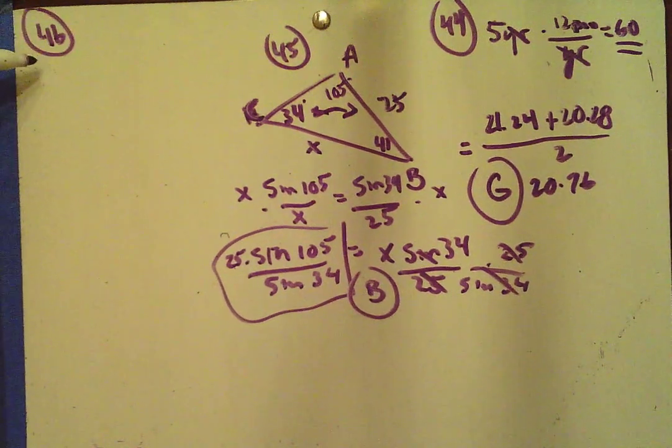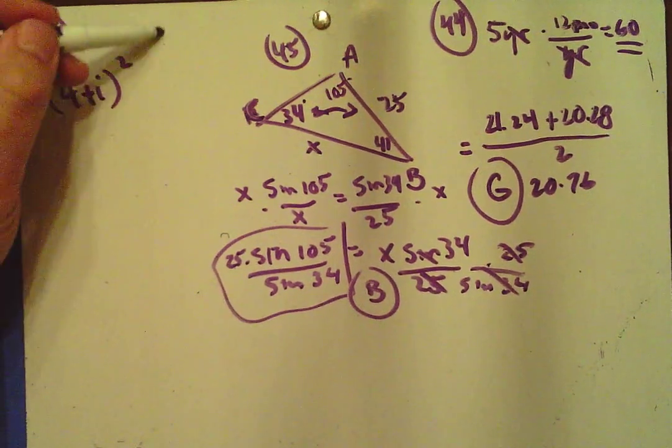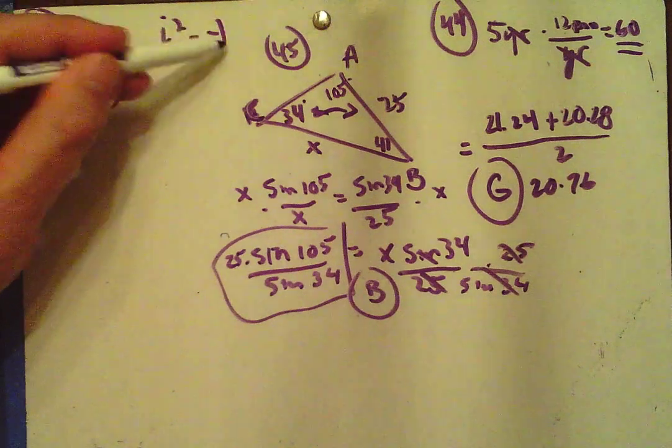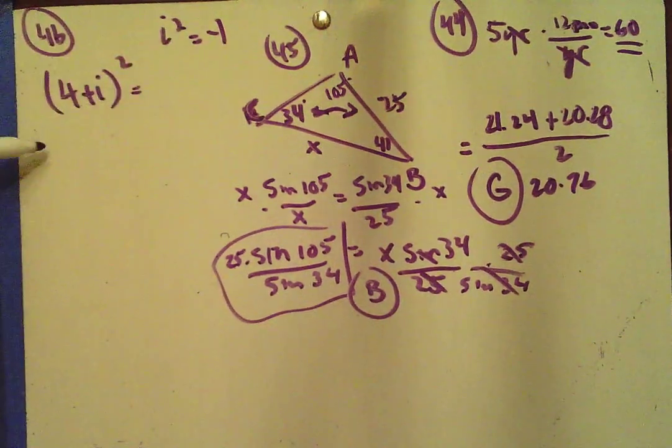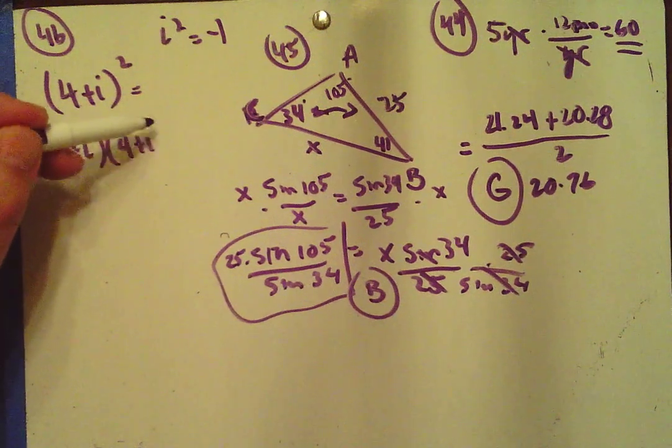46. For 46, we're asked to find (4 plus i) squared. We know that i squared equals negative 1. Well, this is a foiling problem. (4 plus i) times (4 plus i).